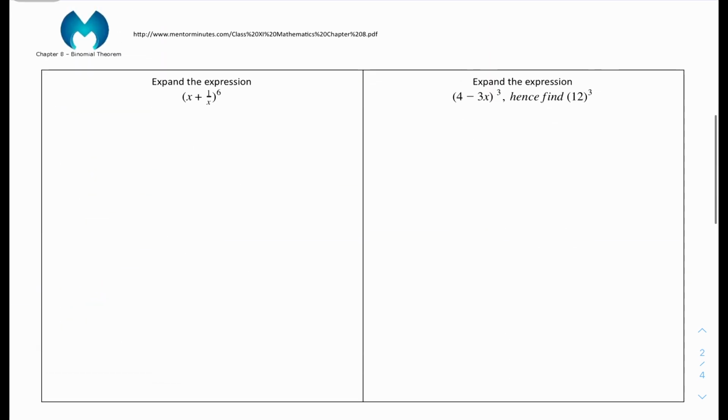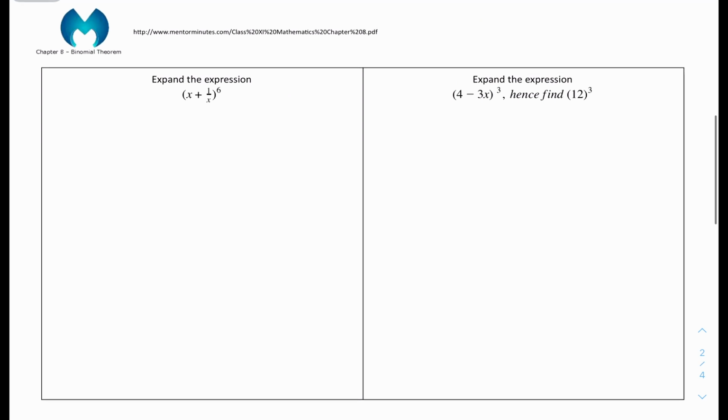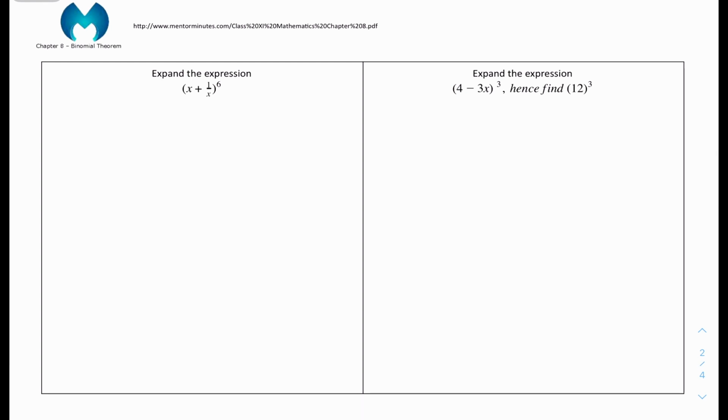Now number 3, expand the expression (x plus 1 over x) to the power of 6. For this case, I'll just expand everything out because it's quite different from the usual one, so that I'll show you guys the whole thing. So (x plus 1 over x) to the power of 6 will equal, the first term is x to the power of 6, it's quite unusual.